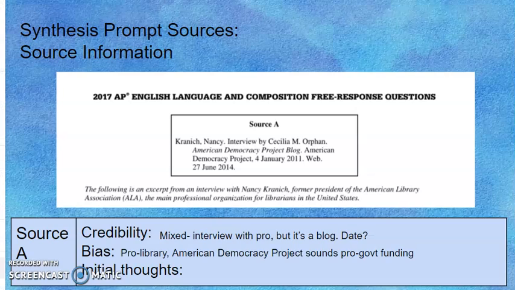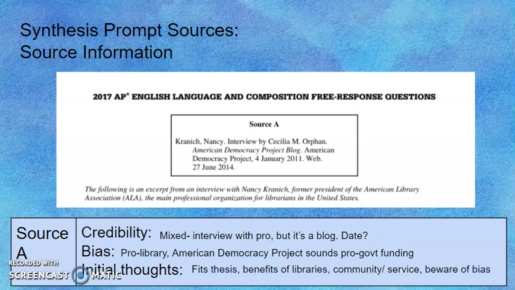So then I think about bias. Well, I think this is going to be a pro-library bias for sure, because we're talking to a librarian and talking in a professional librarian organization. Also, American Democracy Project. For some reason, to me, that sounds like it would be an organization that would be pro-public funding of things. Initial thoughts, I think this is probably going to fit my thesis. It's probably going to be about the benefits of libraries. I think there's probably going to be something about community service. I am going to have to, though, beware of bias in this one.